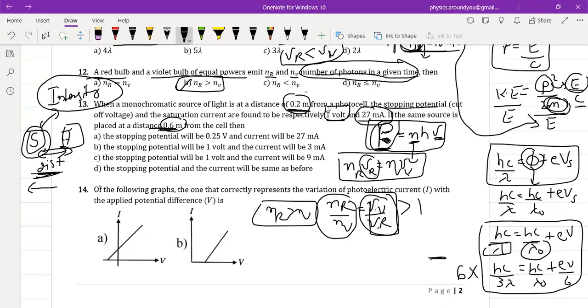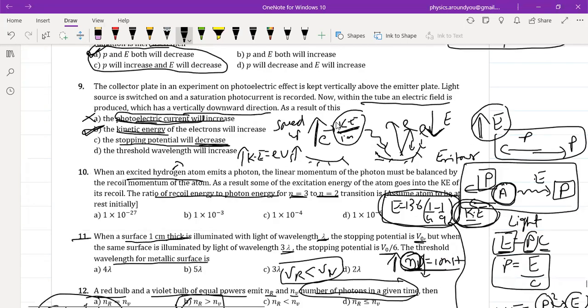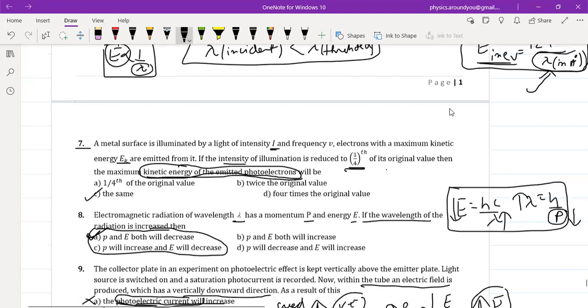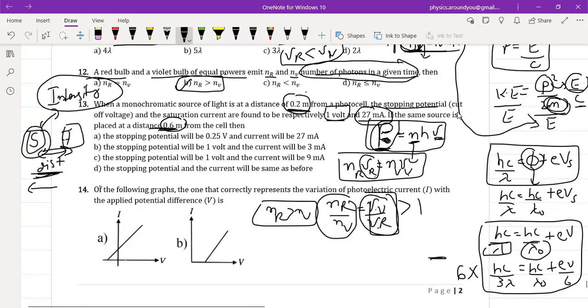It will not change. Reason, we'll go back to those two lines written, the golden lines. Stopping potential depends only on the frequency of the light. It doesn't depend on intensity. Only intensity changes if you change the distance. So stopping potential will remain the same. So I can eliminate options A and D. It should be either 3 milli or 9 milli.